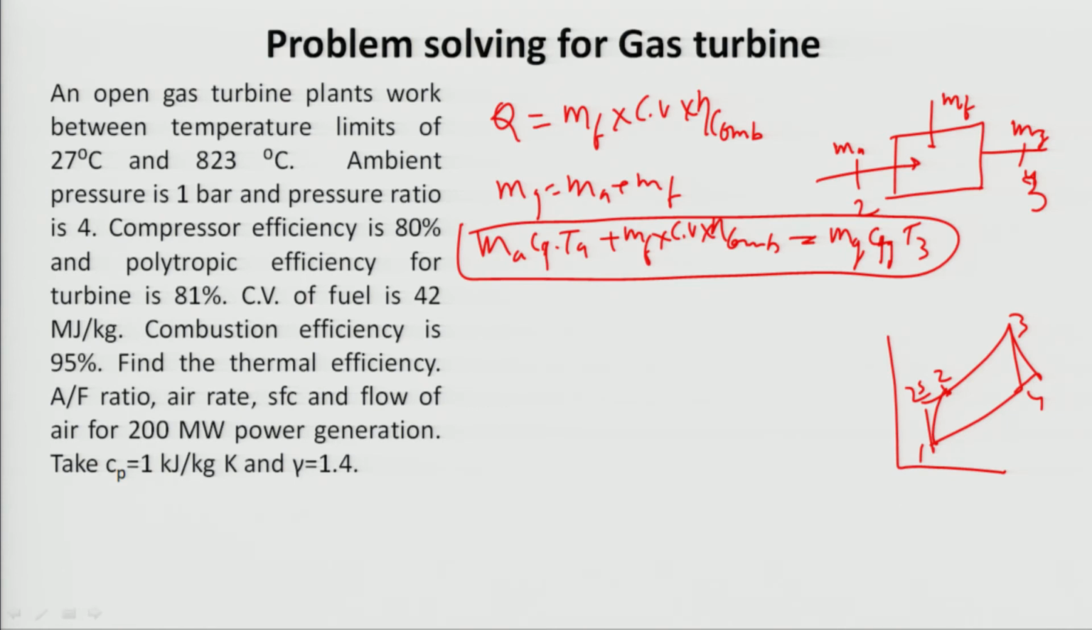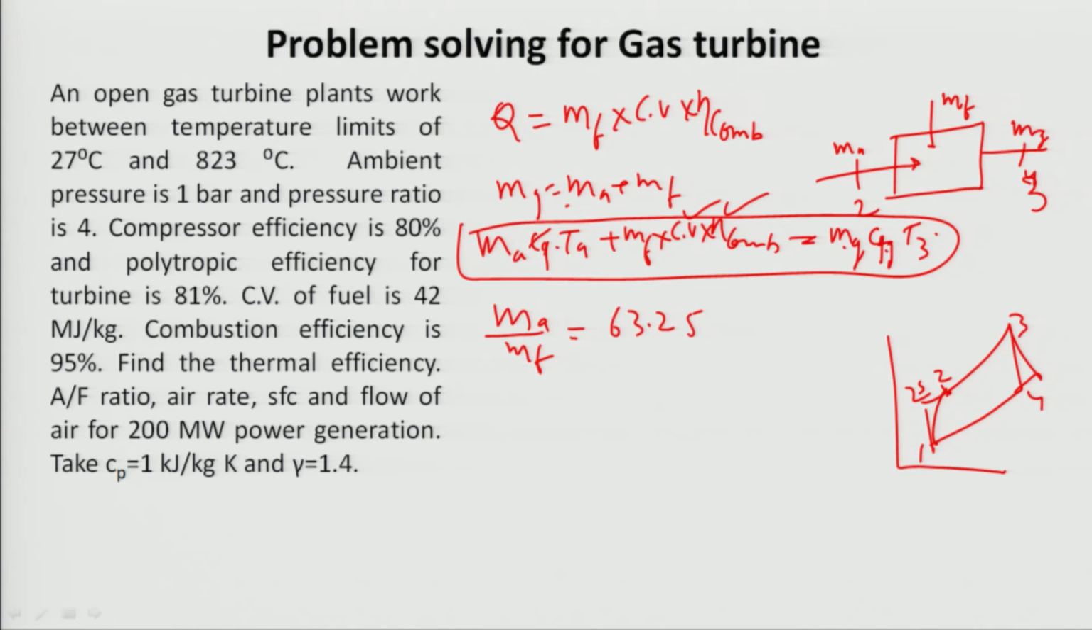Put the value here: combustion efficiency is known to you, calorific value is known to you, and Cp is going to be 1. So, this can be reduced as your Ma upon Mf. From here you can find out with this equation, the value of Ma upon Mf is going to be 63.25. T3 is known to you, Cp is 1, mass of gas is equal to Ma plus Mf. Put the values, Ma is given, Mf is given, divide it and you can find out the things.